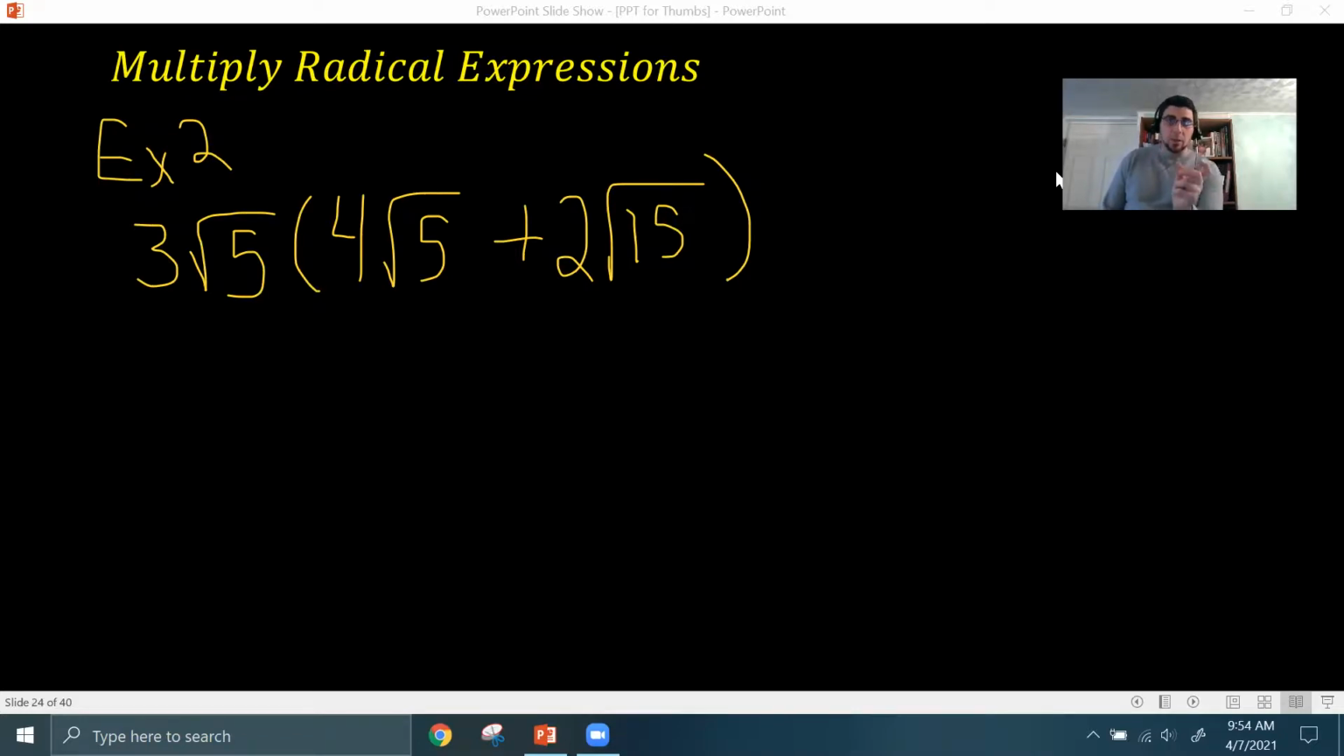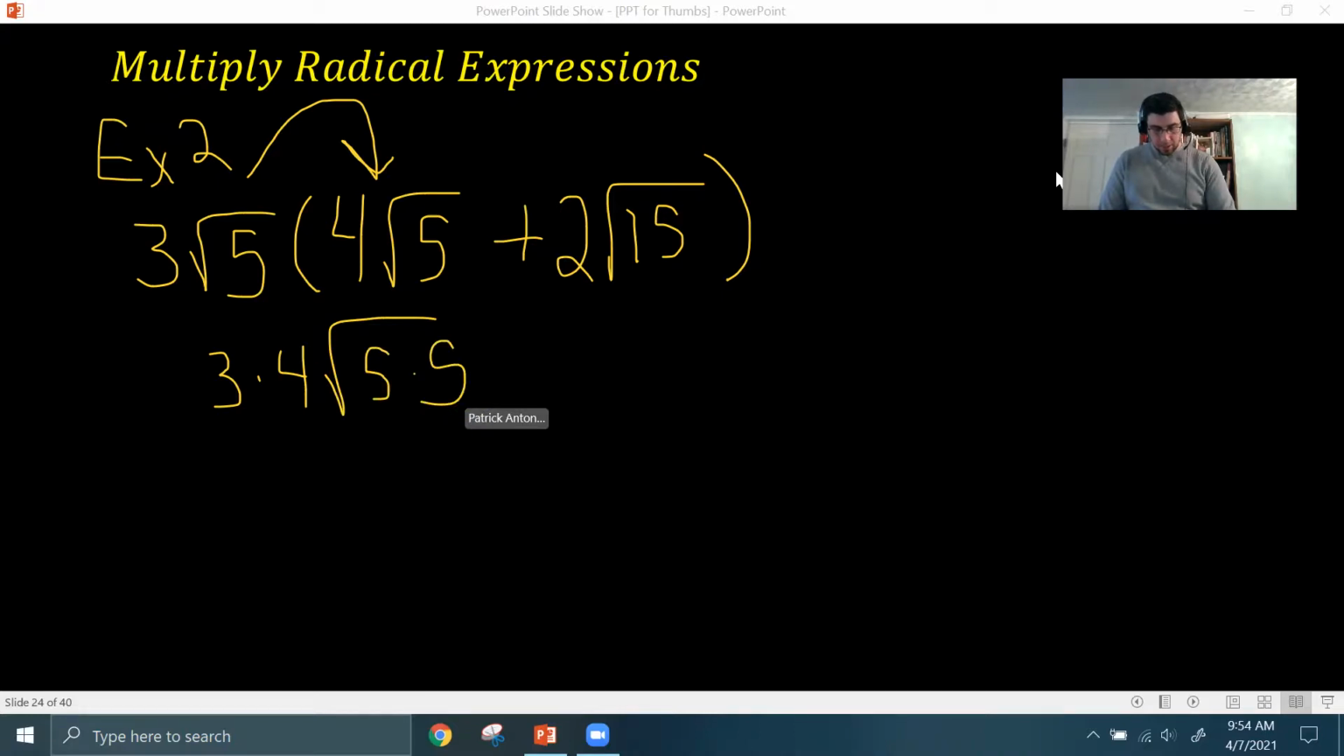You cannot add the 4 and the 2 together to make it 6 square roots of, I don't know, sometimes people would add the 5 and 15 and get 20. You can't add radicals together that are not like radicands, okay? But you do know the distributive property. This 3 square root of 5 can distribute here to the 4 square root of 5, and that's just multiplication. So that ends up being 3 times 4, and then square root of 5 times 5. And then it also distributes to the next term. If we had 3 terms, 4 terms, 5 terms inside the parentheses, you would just keep distributing the 3 square roots of 5 to each one of those.